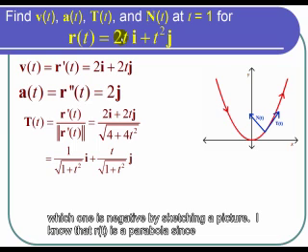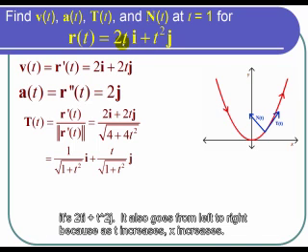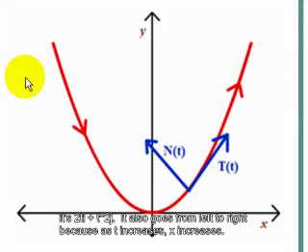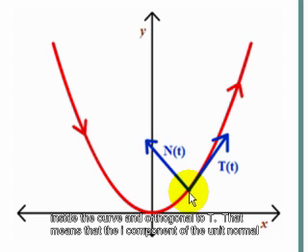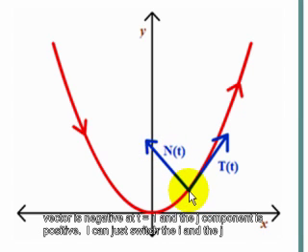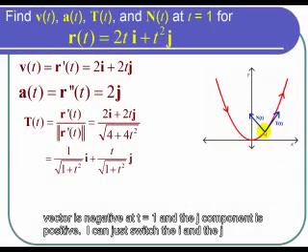I know that r of t is a parabola since it's 2t i plus t squared j. So it also goes from left to right because as t increases, x increases. So the unit tangent vector points upwards like so, and the unit normal vector always points inside the curve and orthogonal to T. So that means that the i component of the unit normal vector is negative at t equals 1, and the j component is positive.